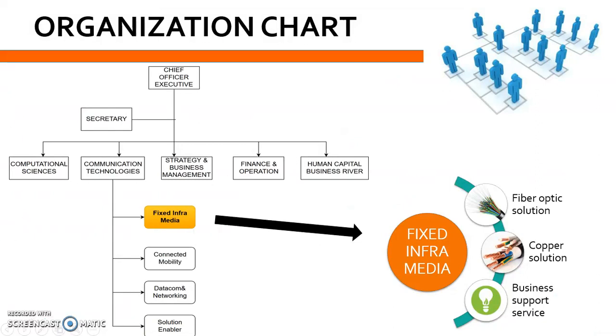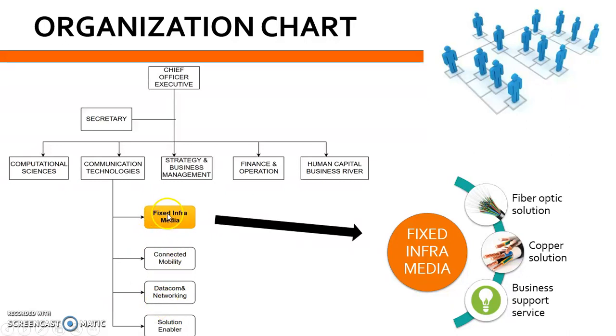So this is the overall organization chart in TMRND. And I'm assigned to the communication technology. Inside the communication technology, they classify into 4 parts. The first one will be the fixed infra media. The second one will be the connected mobility, the third one is the datacom and networking, and the last one will be the solution network.